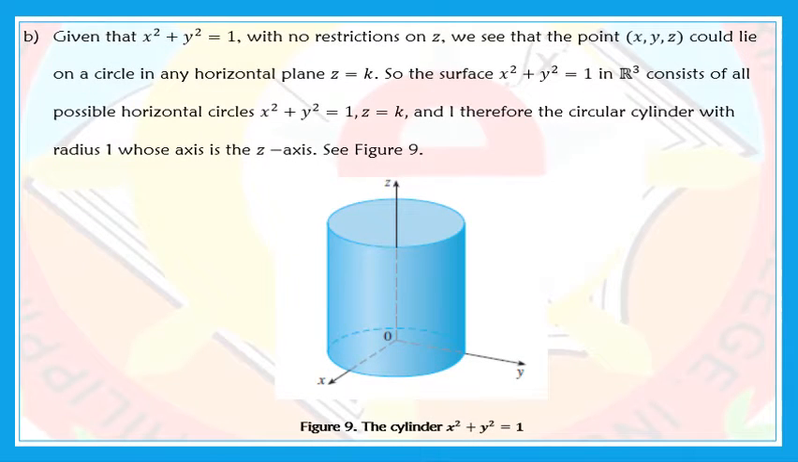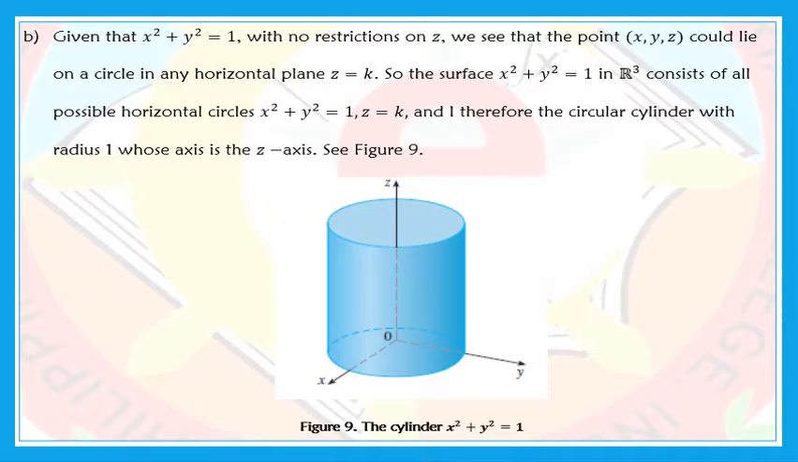Given that, yung sa letter B naman, given that x squared plus y squared equals 1 with no restrictions in z, we see that the point x, y, z could lie on a circle in any horizontal plane, z equals to k. So, the surface x squared plus y squared equals 1 in R cube consists of all possible horizontal circles, x squared plus y squared equals 1, z equals to k, and therefore, the circular cylinder with radius 1 whose axis is the z-axis.